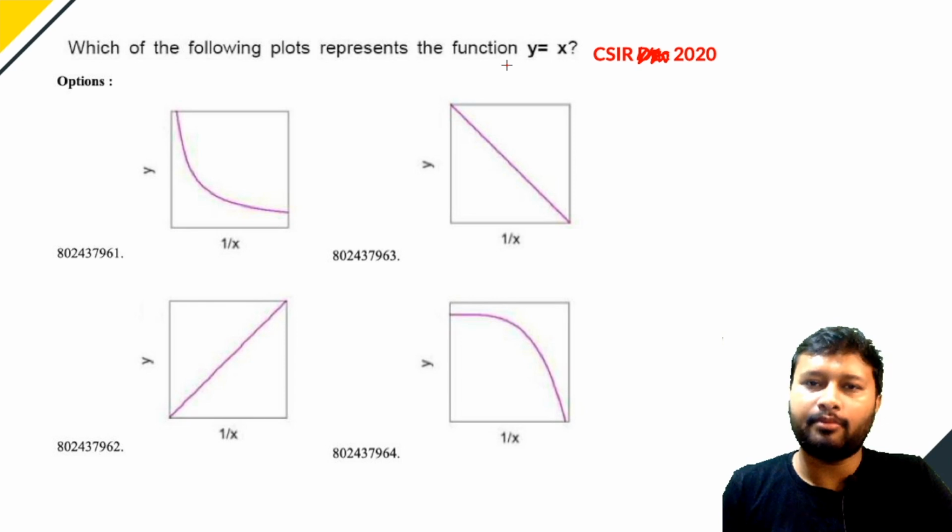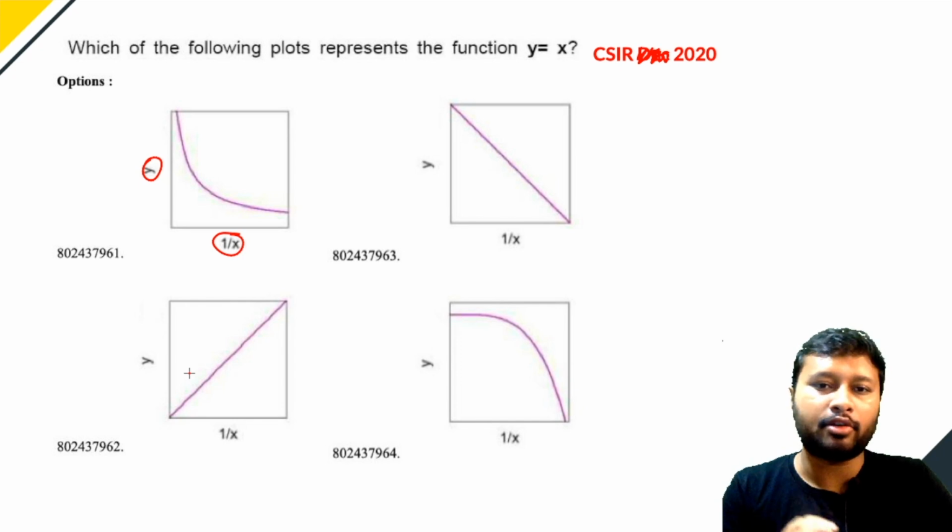Now see how clearly they have played with you. They have given you y is equals to x, but all the graphs are y versus 1 by x. Now many people just thought of it as y is equals to x and they just gave option number C as correct, but that's the mistake that was done. And you don't have to do that.